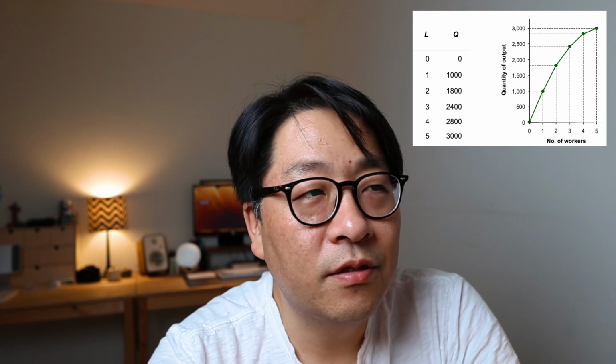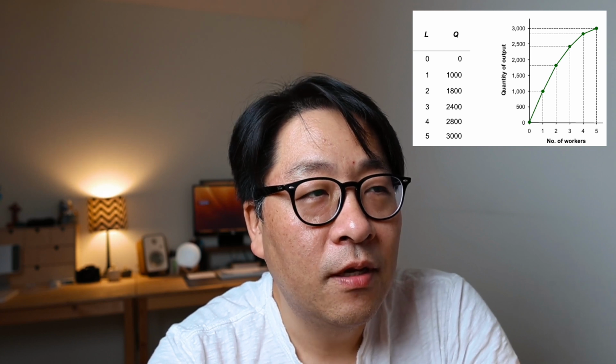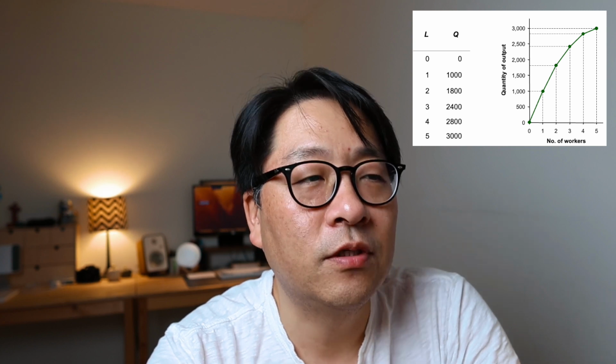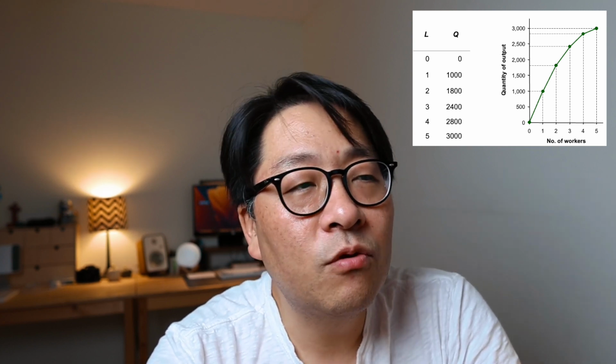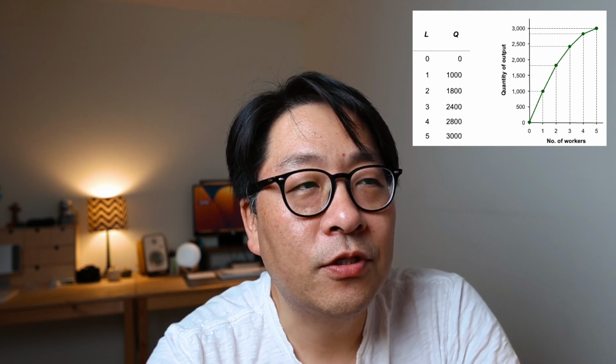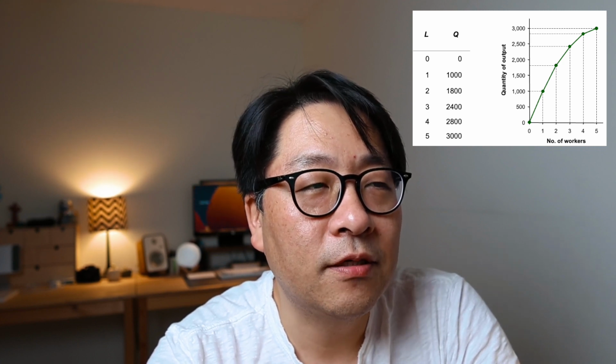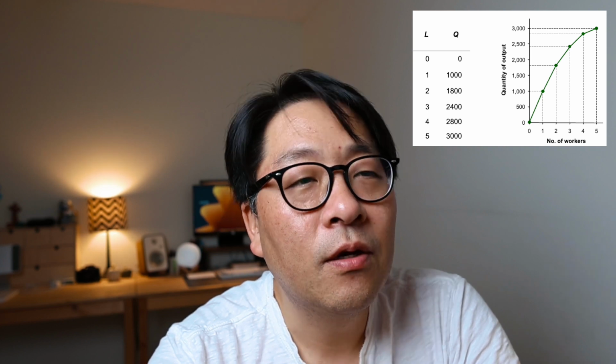And he hires 1 laborer or worker. Then the quantity of output is 1,000. And for 2, 3, 4, 5, correspondingly, the number increases: 1,800, 2,400, 2,800, 3,000. And then we plot it, L as the horizontal axis and Q as the vertical axis. And as you can see, the dots show each row of the table: 0, 0, 1, 1,000, 2, 1,800, 3, 2,400, correspondingly.